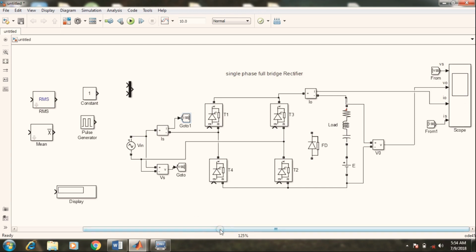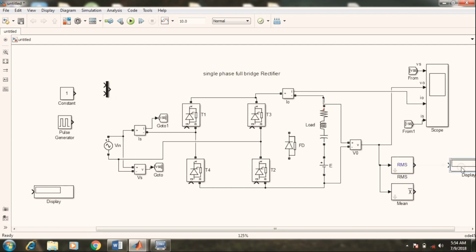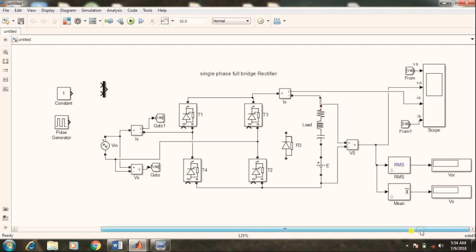Next, we want to calculate RMS and average values for V0, the output voltage, let us say. So simply you bring the RMS, you bring the mean, and you connect the displays. So this will give you the average value. Sorry, this will display the V RMS value, and this will display the V average value. So what is the purpose of these two, we will see.